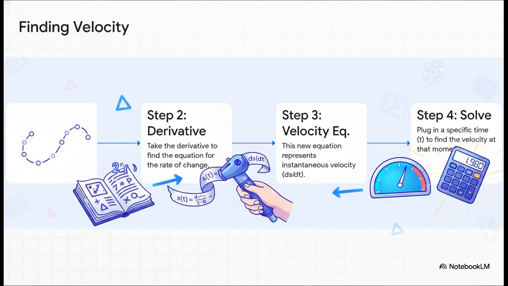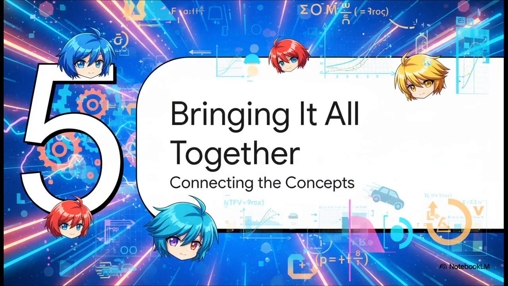So in practice, how do you actually find this? Well, it's basically like following a recipe. First, you need an equation that describes an object's position over time. Then you use a tool from calculus called a derivative to turn that into a new equation for velocity. And finally, you just plug in whatever moment in time you're curious about and boom, out pops the exact velocity for that instant.